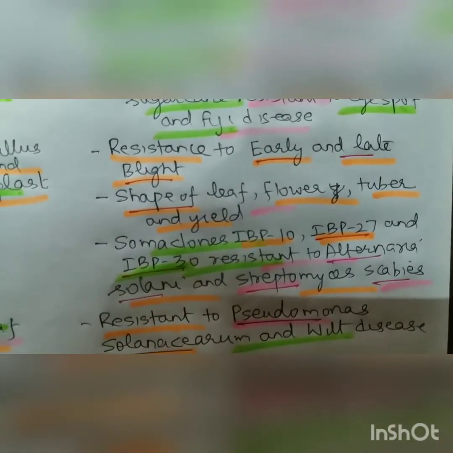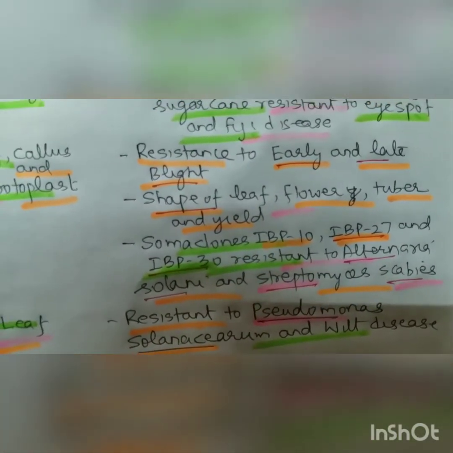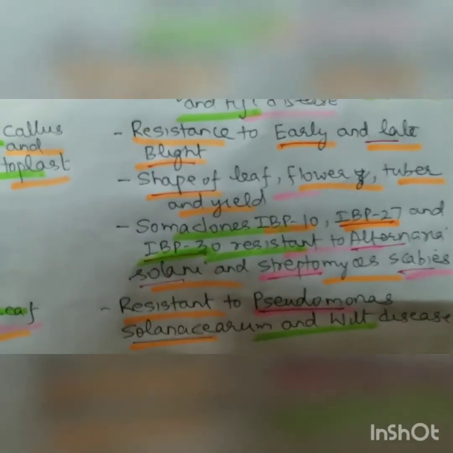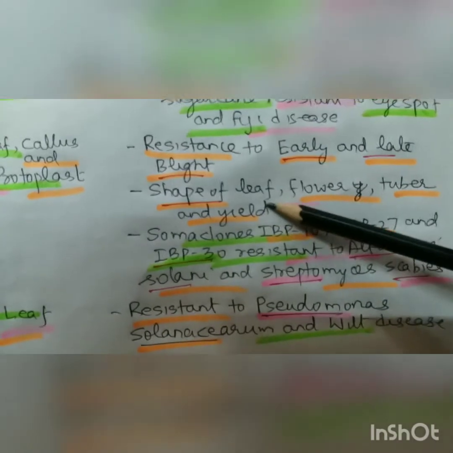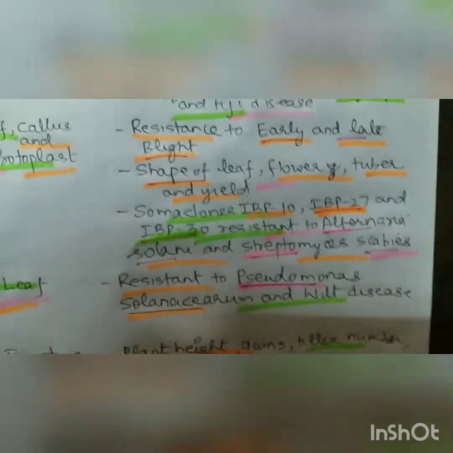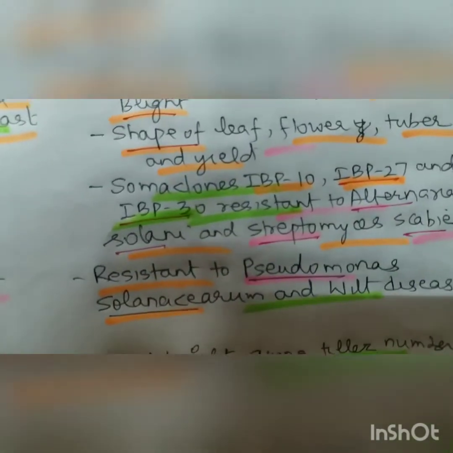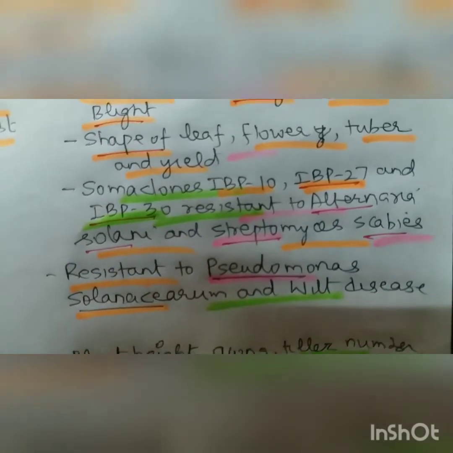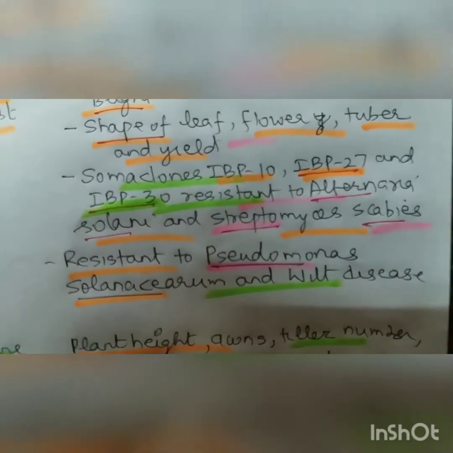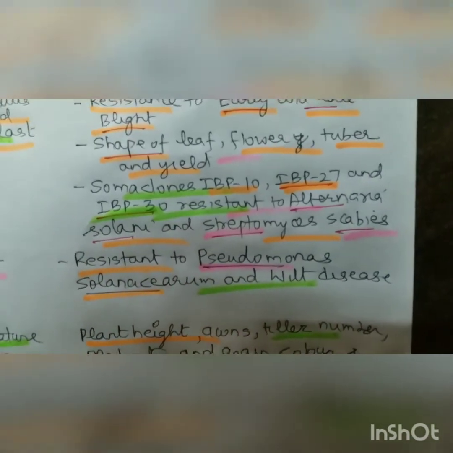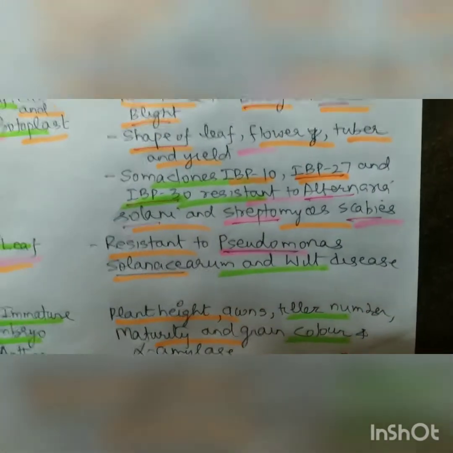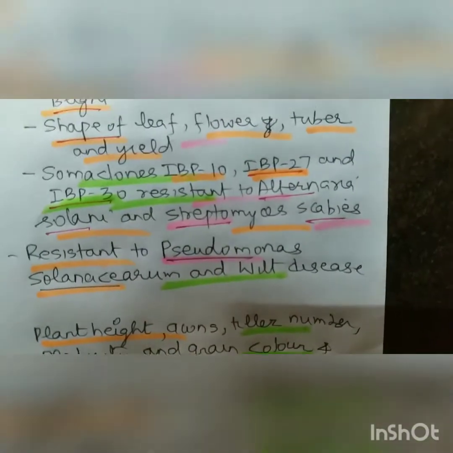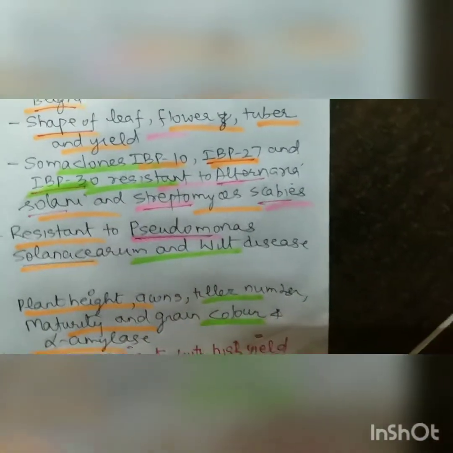Then the shape of leaf, flower, tuber and yield are different in the case of somaclones. Mainly the last factor, that is yield, is what we are concerned with. There are somaclones, IBP10, IBP27 and IBP30, which are resistant to early blight, Alternaria solani, and to scab of potato, that is Streptomyces scabies. This is also a very important disease which causes a lot of damage to the potato crop.